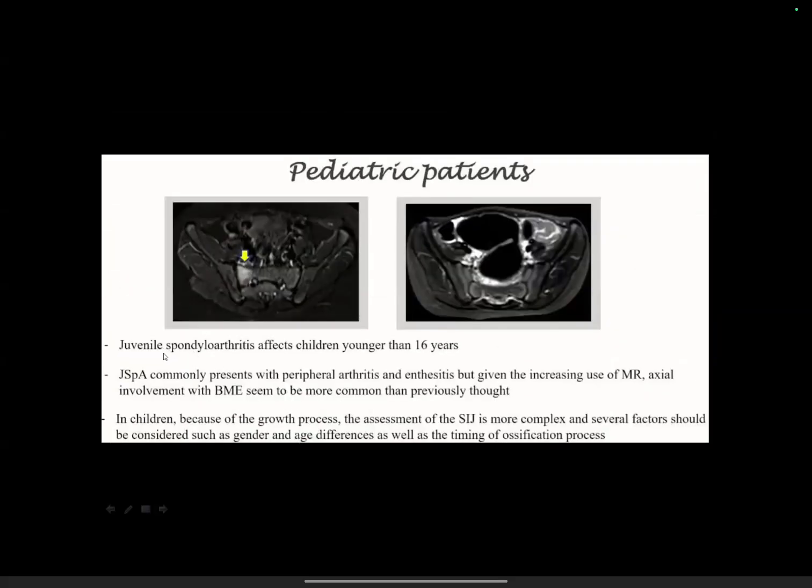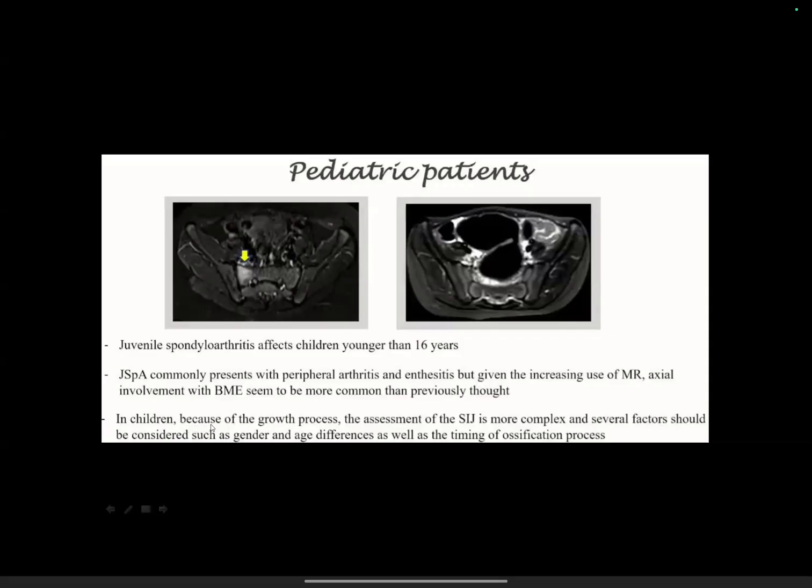Now coming on to pediatric patients. Juvenile spondyloarthritis affects children less than 16 years. Juvenile SpA commonly presents with peripheral arthritis and enthesitis, but given the increasing use of MR, the actual involvement of bone marrow edema seems to be more common than previously thought.